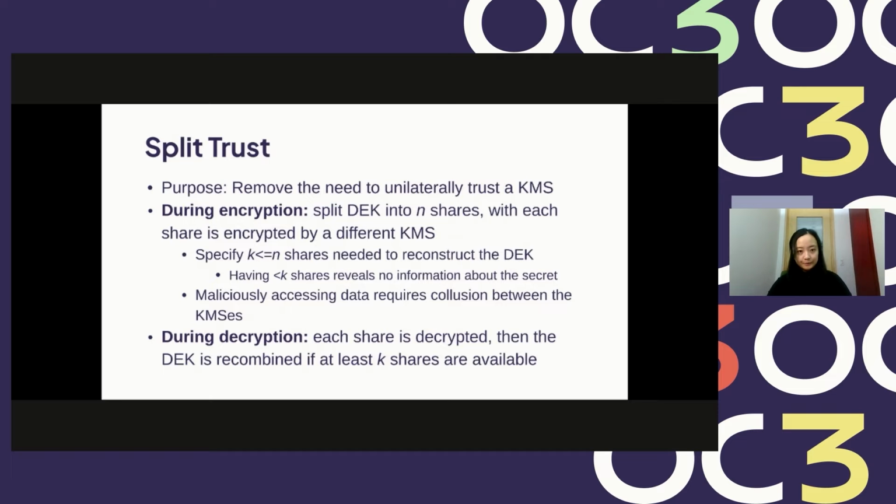A really important feature here is that having less than K shares reveals no additional information about the secret. So in the previous example I mentioned, if we have N equals 2 and K equals 2, even though each KMS has one of the two shares needed to reconstruct your key, having one share is computationally equivalent to having 0. They don't have any additional information from it. So maliciously accessing your data would require collusion between these two KMSs. And during decryption, we do the reverse. So each share gets decrypted by its respective KMS. And if there are enough shares available, then we can recombine the DEK to decrypt your data.